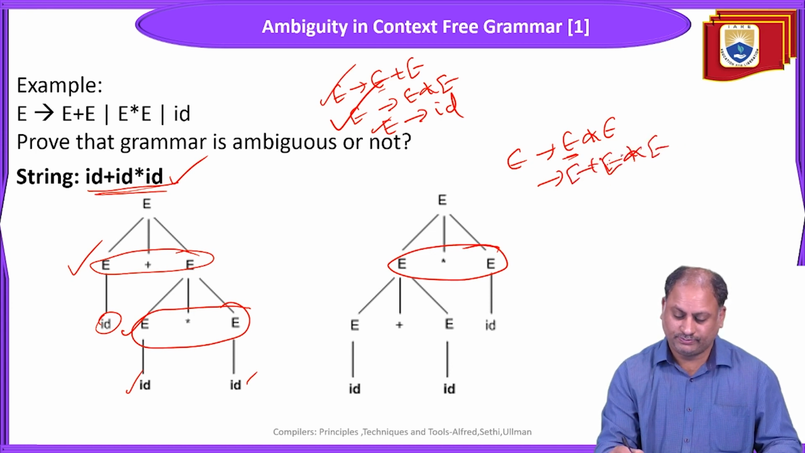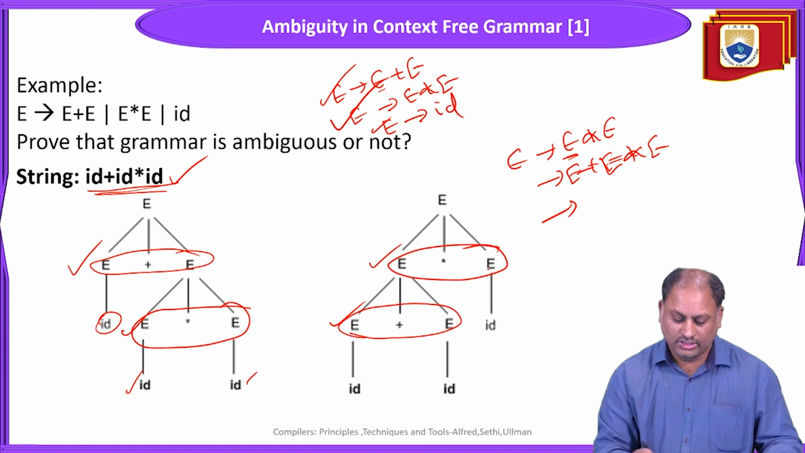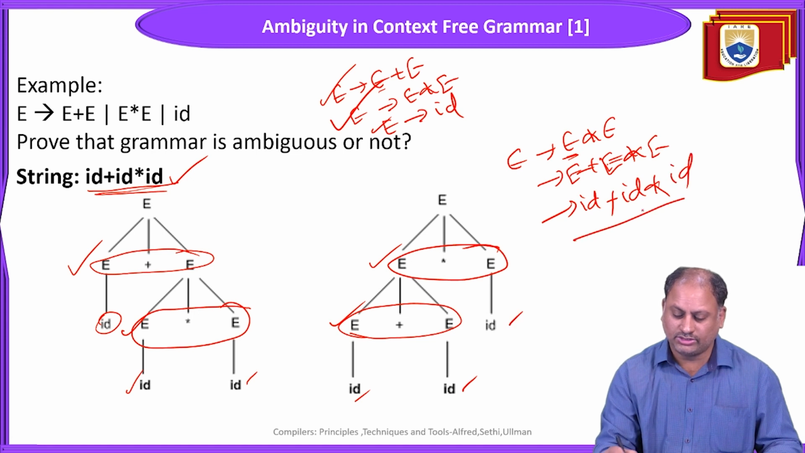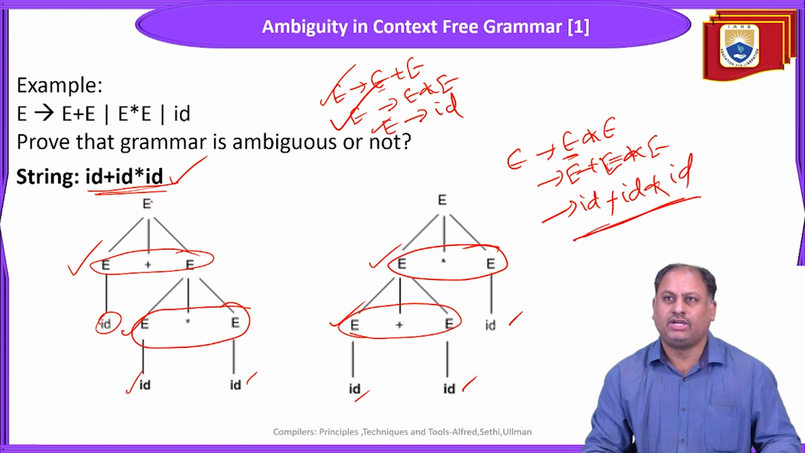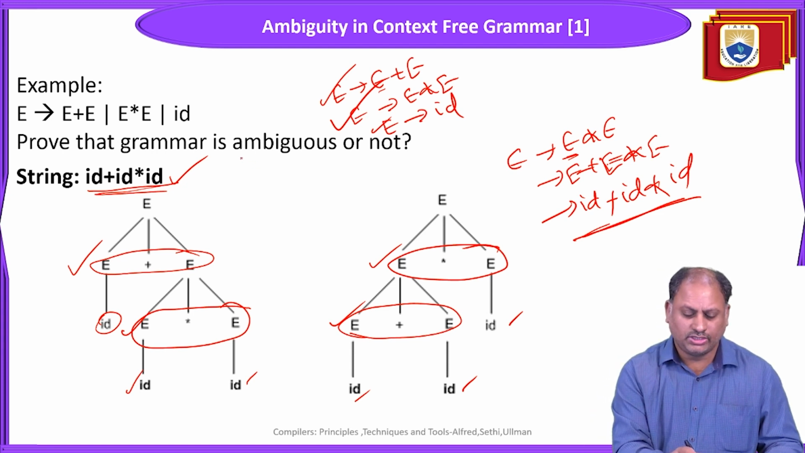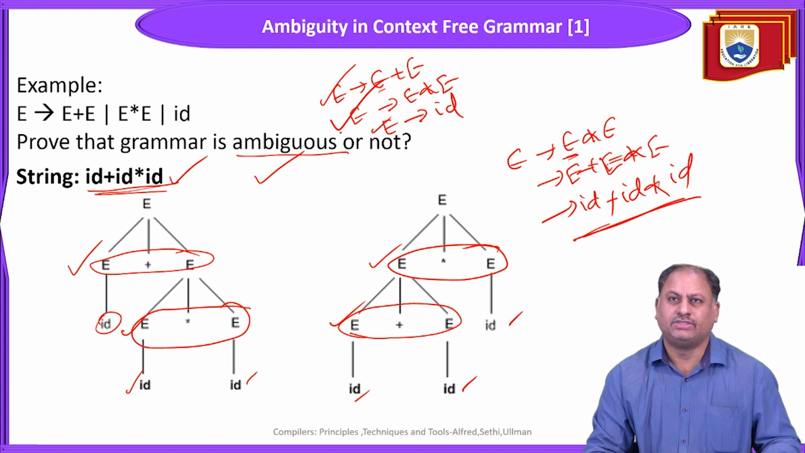Then capital E derives, that is the second. Then the first E derives ID, then second derives ID star, then E derives ID. So the same string is generated, ID plus ID star ID. So for the given grammar, two leftmost derivations exist. Then we can say that the grammar is ambiguous.